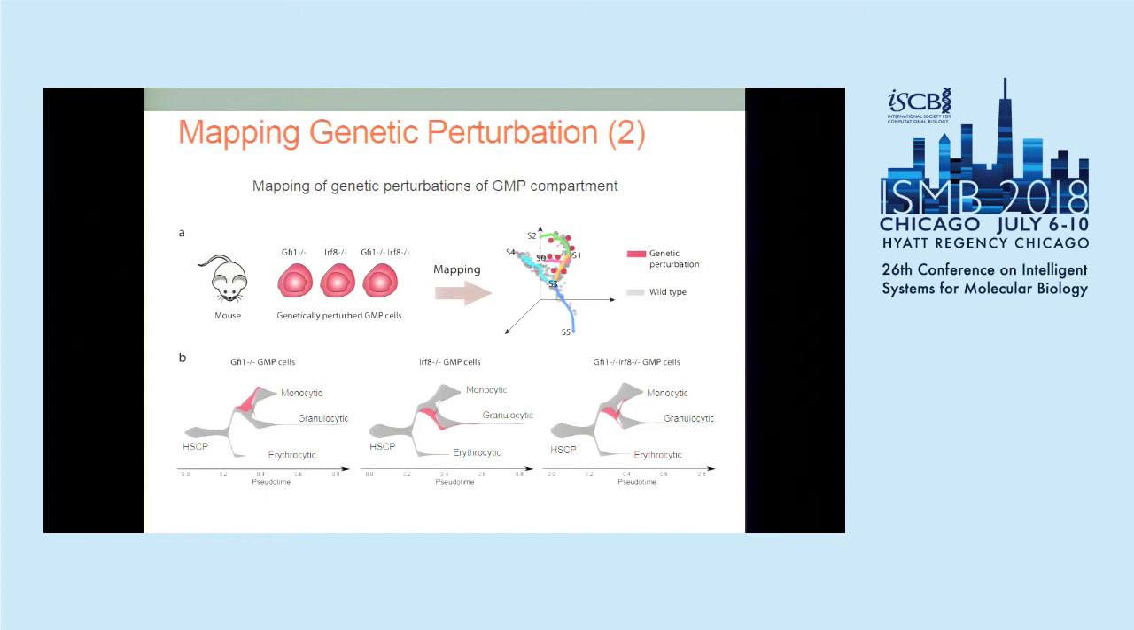Using the mapping feature of STREAM, we don't have to pool all of the data together and recompute everything. Instead, we can hold the tree structure and just map the genetically perturbed cells to the tree structure. So the stream plot can very easily summarize and visualize the consequences of GFI1 loss and IRF8 loss. As the stream plot shows, if we knock out GFI1, the cells tend to go to the monocytic branch, and if we knock out IRF8, they tend to go to the opposite branch.